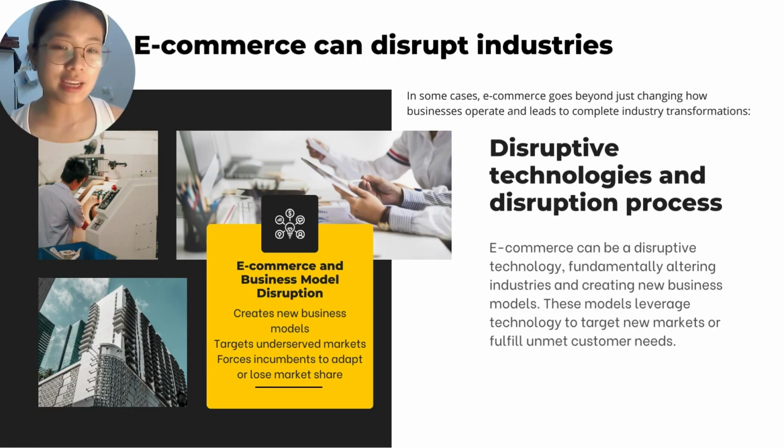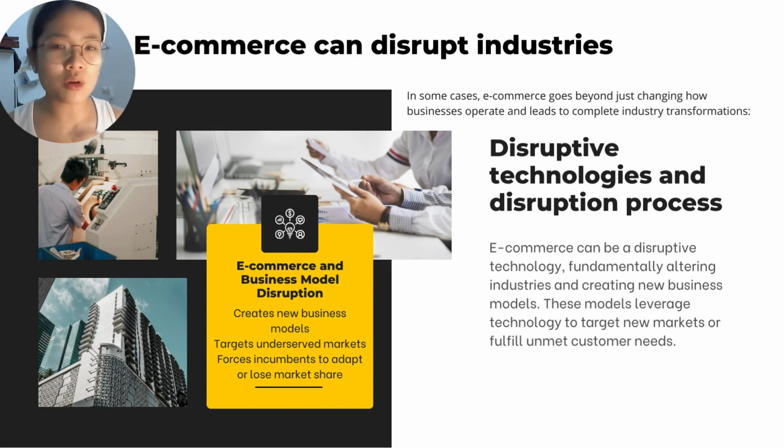But let's not forget, e-commerce can disrupt industries as well. It can be very disruptive. In some cases, e-commerce goes beyond just changing how businesses operate, it leads to complete industry transformation. And obviously, as I have mentioned, e-commerce can be a disruptive technology, fundamentally altering industry and creating new business models. And these models leverage technology to target new markets or fulfill unmet customer needs.